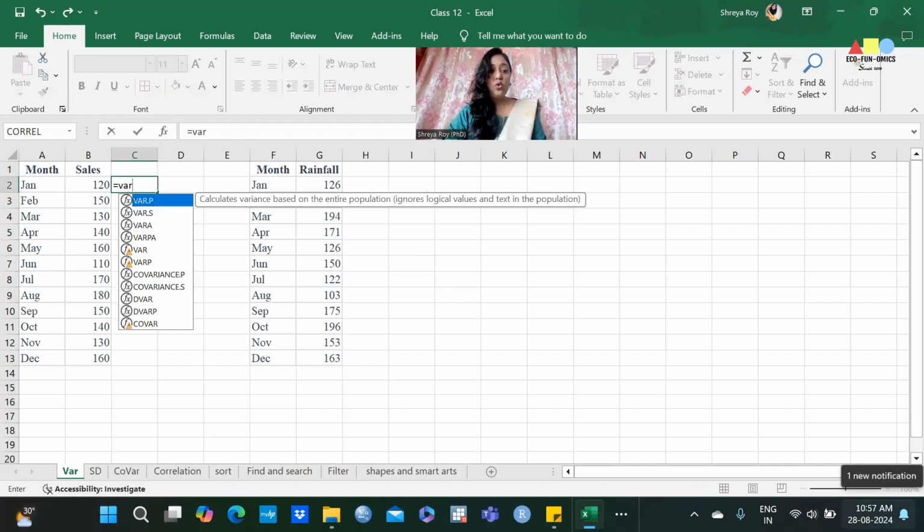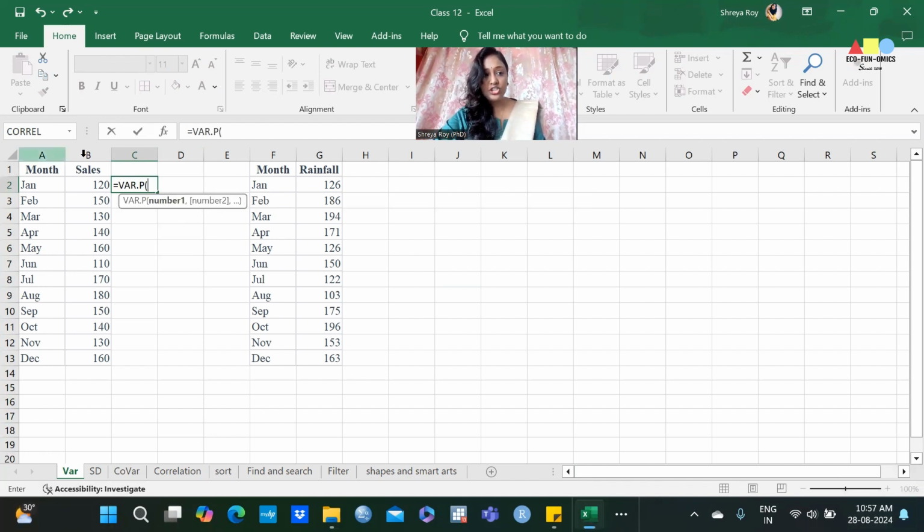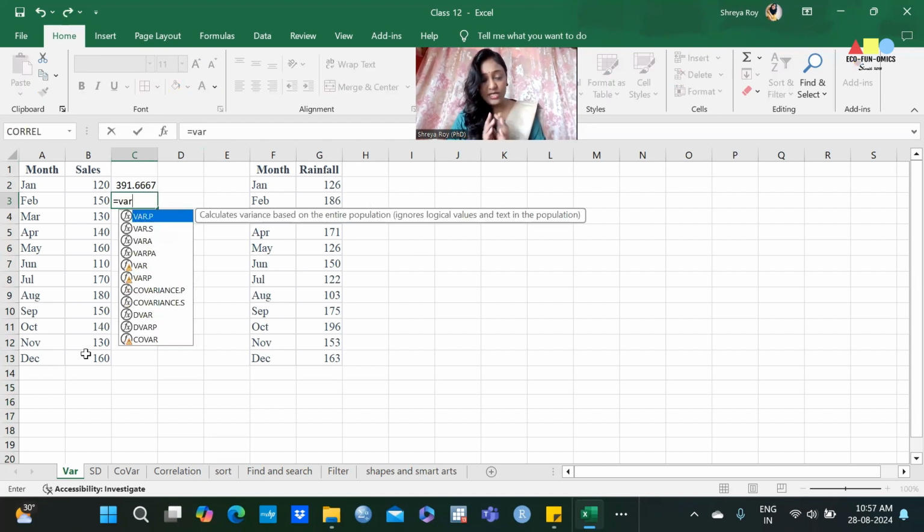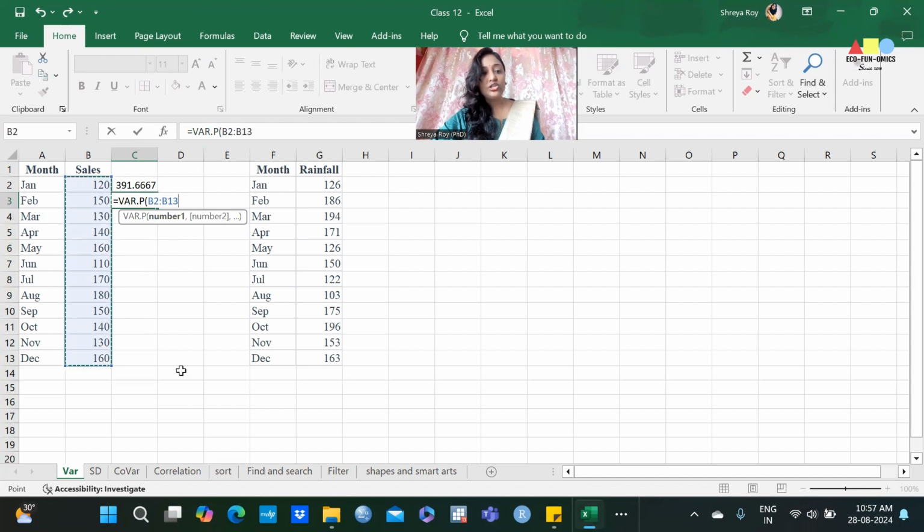In Excel, type equals VAR.P, where P stands for population. Select the entire data, close the bracket, enter. Again, equals VAR.P, select your data, close bracket, enter.